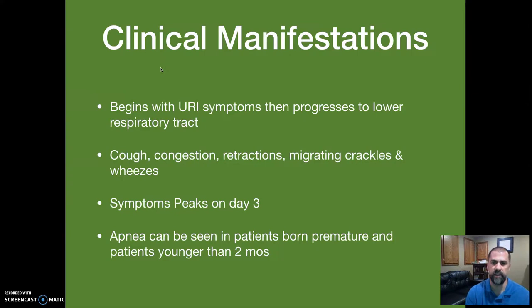Clinical manifestations, so this usually starts with URI symptoms and then progresses to the lower respiratory tract. So you'll then have cough, congestion, retractions, and then migrating crackles and wheezes. And so the migrating crackles and wheezes is a really key feature when you're trying to differentiate bronchiolitis from a bacterial pneumonia. A bacterial pneumonia is going to be very localized and it's not going to move around. On day 3 is when the symptoms usually get the worst for bronchiolitis. And then remember, you can see apnea in patients that are born premature or if they're younger than 2 months of age. And sometimes this is a good test question as well.